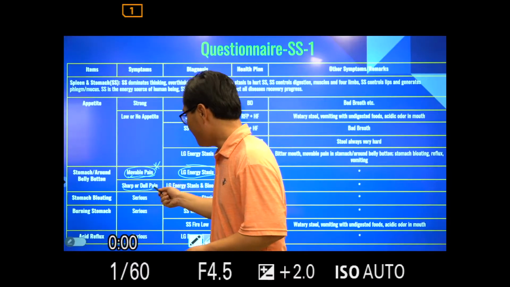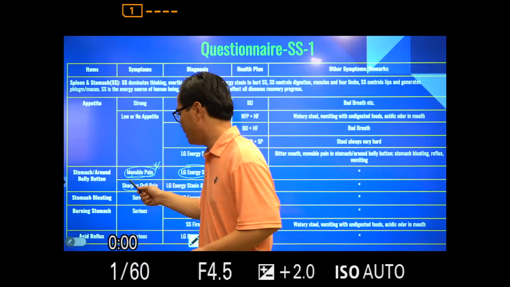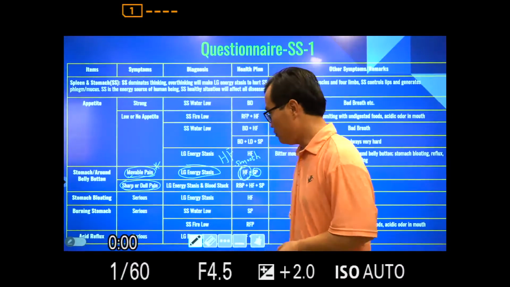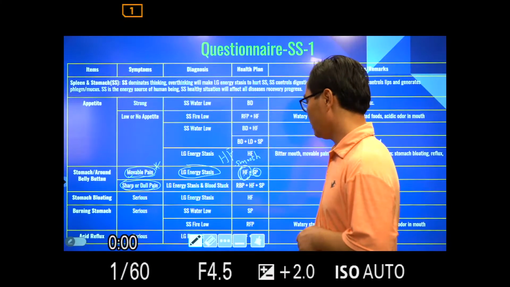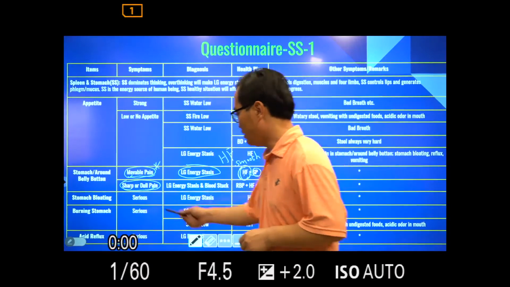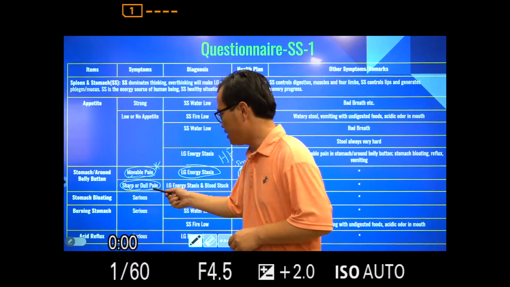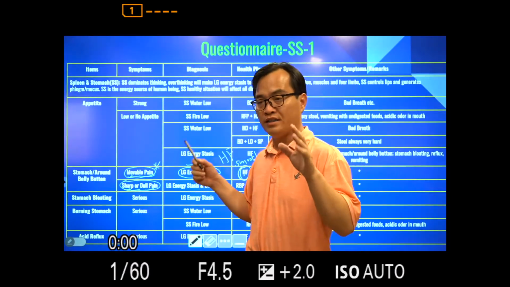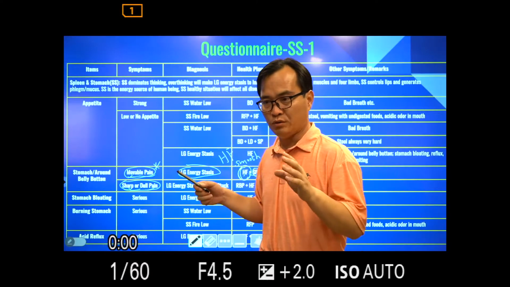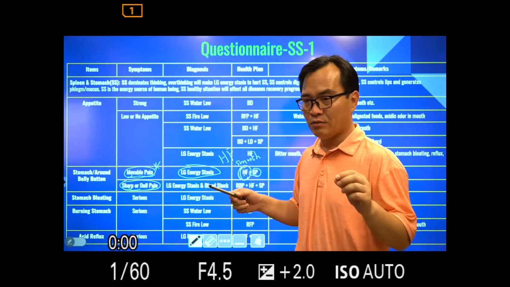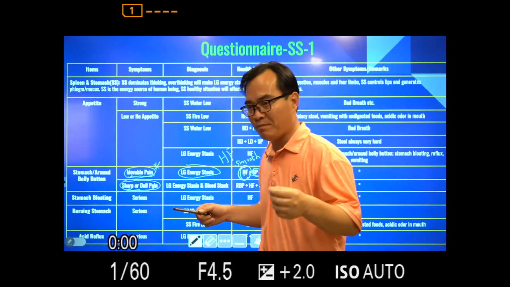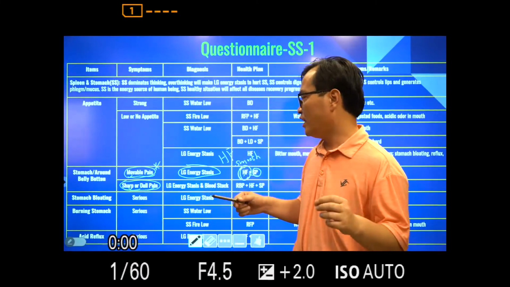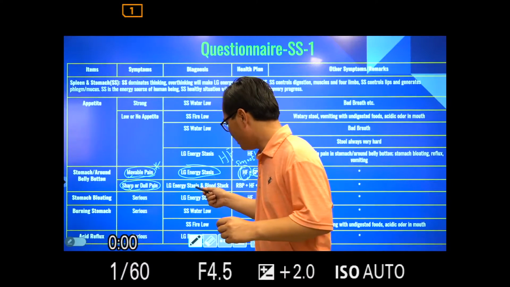For the stomach or around the belly button, if there is a sharp or dull pain, very sharp or very dull, right? And this kind of pain always happens in one place. It's a fixed place over there. So if it is like this, it is a blood stuck.